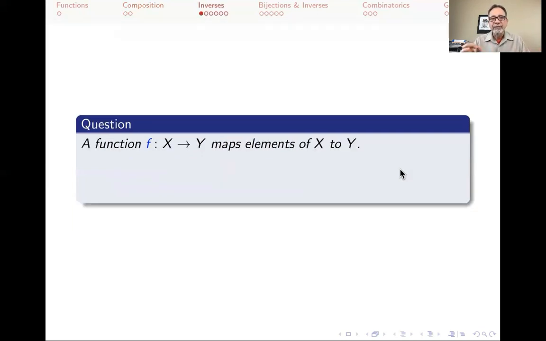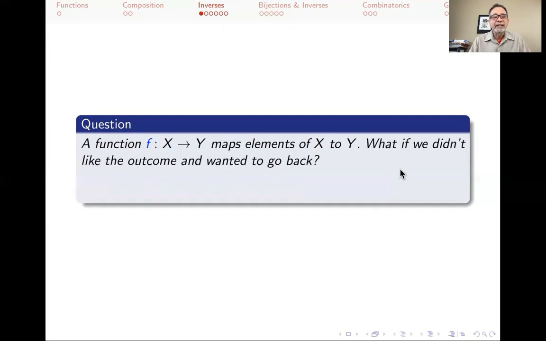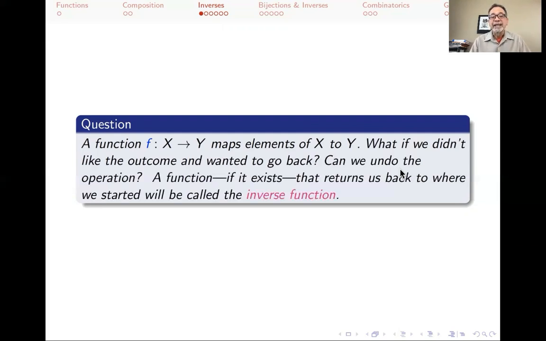For this lecture, we have a different question. We've got a function that maps elements of x to y, maybe one-to-one, maybe onto, maybe not. And our question is, what if we didn't like where we sent that one element and we wanted to go back? We wanted to undo what we did. Can we undo the operation? A function that returns us back to where we started is called the inverse function. Such a function may or may not exist, but if it does, that's the inverse of our original function f.